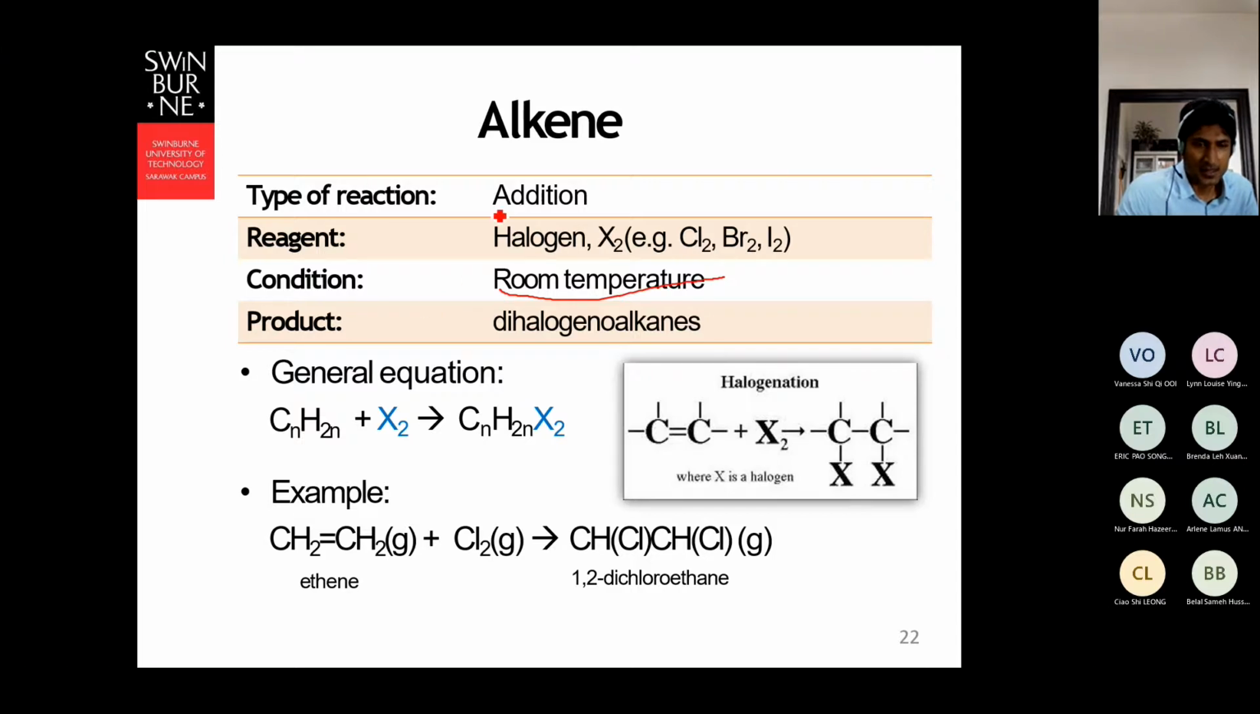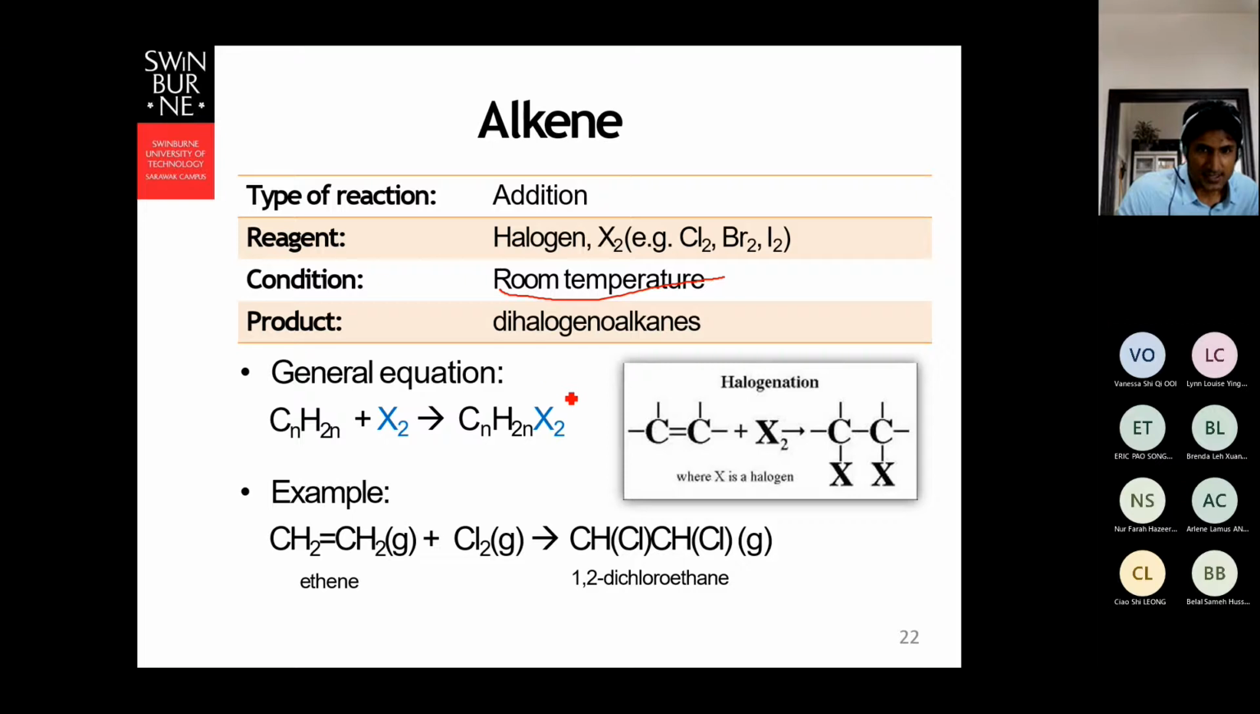Whereas, if you remember the last slide, just now we said for alkane, we have to keep the chlorine with the alkane plus provide heat or UV light. Only then will the reaction occur. But in this case, at room temperature, the reaction occurs automatically.